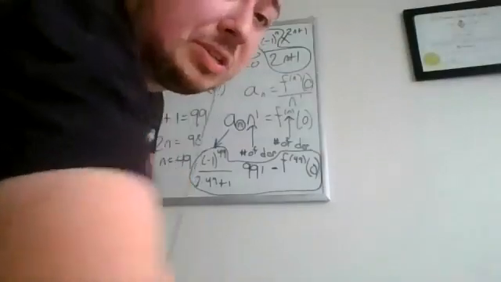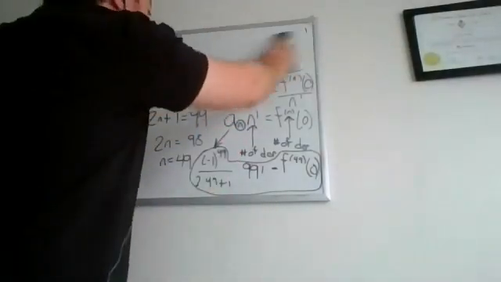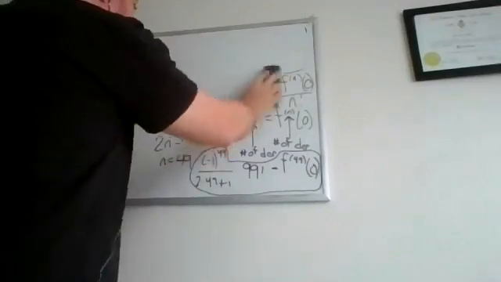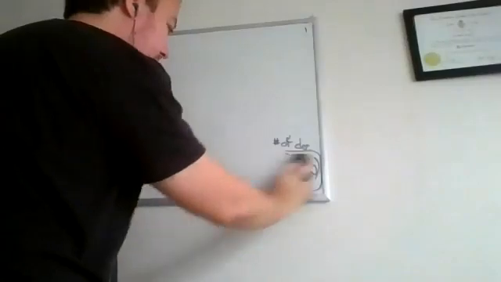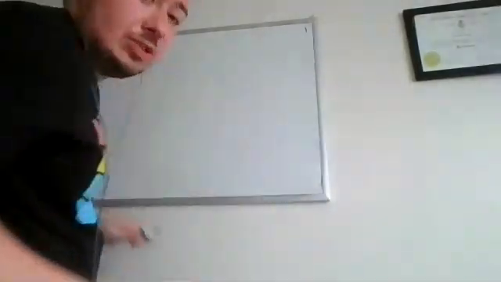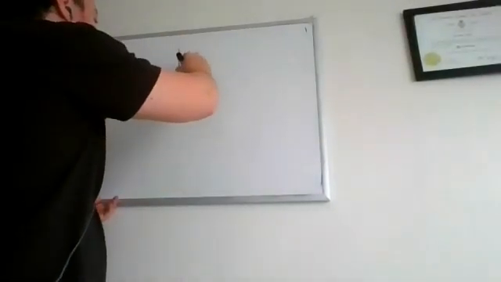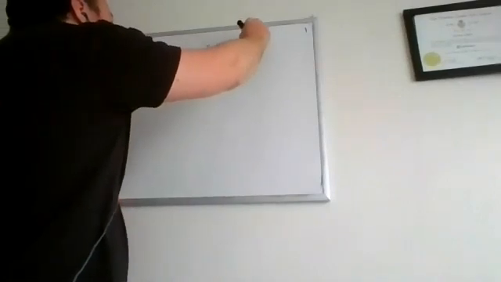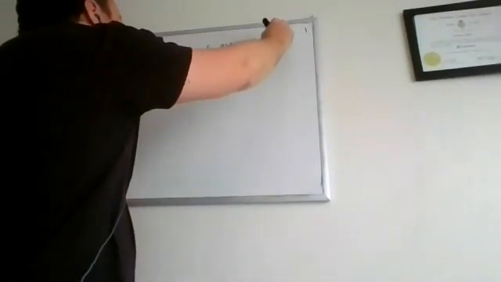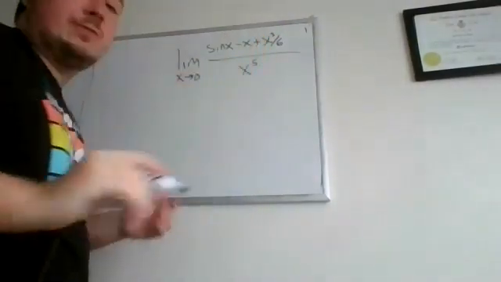All right, so that's my first example of what we can do with this. Our next example has something to do with limits. So let's say that we had to compute this limit. The limit as x goes to 0 of sine of x minus x plus x cubed over 6, divided by x to the 5th.